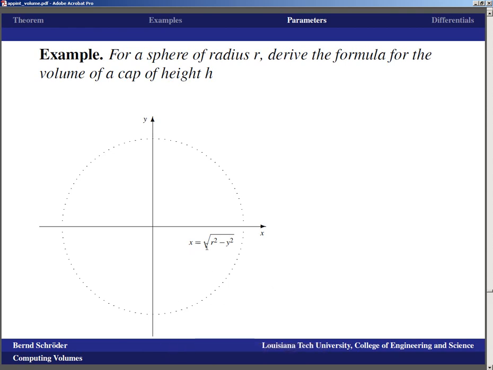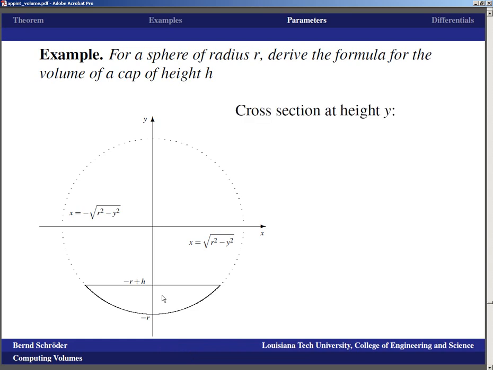So we want x in terms of y, and the radius of our cross sections will be x. And so x squared plus y squared equals r squared gives us that x is equal to the square root of r squared minus y squared. And the left side is, of course, that x is negative square root r squared minus y squared. The thing goes from negative r to negative r plus h because we're looking from the bottom to a height h. The cap, the volume at the bottom now is just this part of a circle.